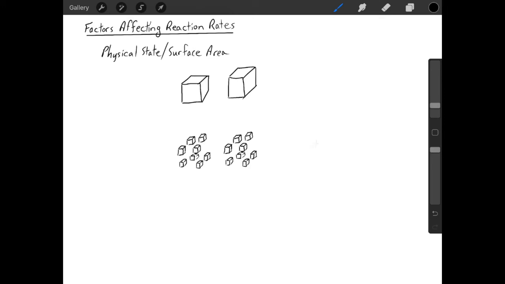In the second example, the one below, you have the same amount of material, but it's been broken up into smaller pieces. And you can see that there's much more surface area, and that means that there are far more places where the two reactants can come into contact with one another, and therefore the rate will be increased when the surface area gets bigger.